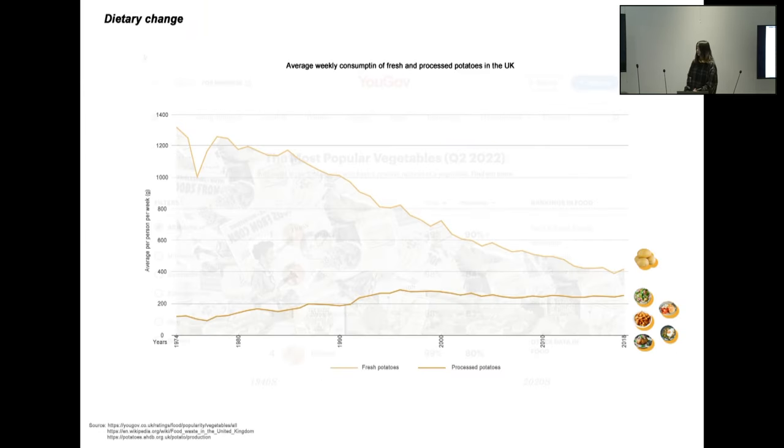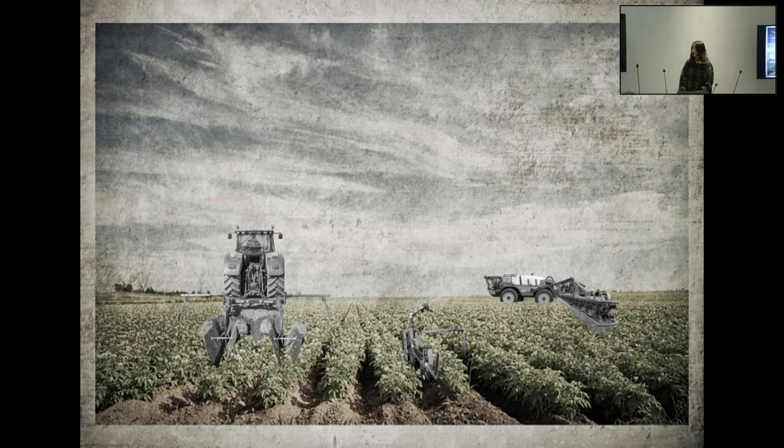It is worth noting that because of the development of the food processing industry, the consumption of processed potatoes starts to rise, and the consumption of fresh potatoes keeps falling. And potato has become a highly commercialized and intensive crop, and it means the farmland is dominated by the single crop.